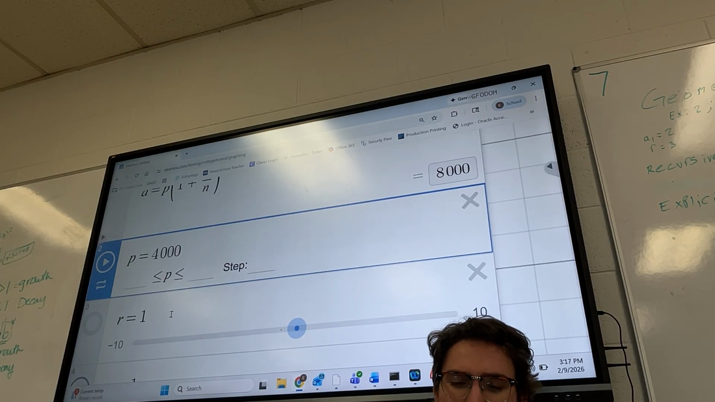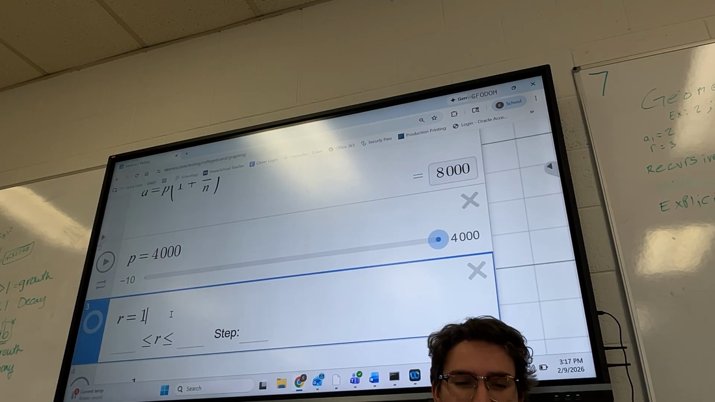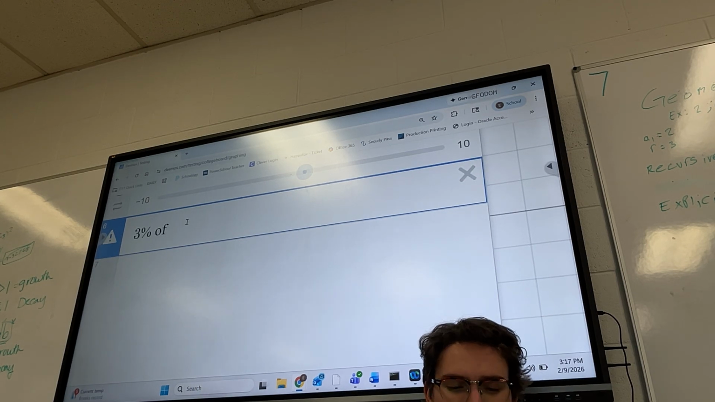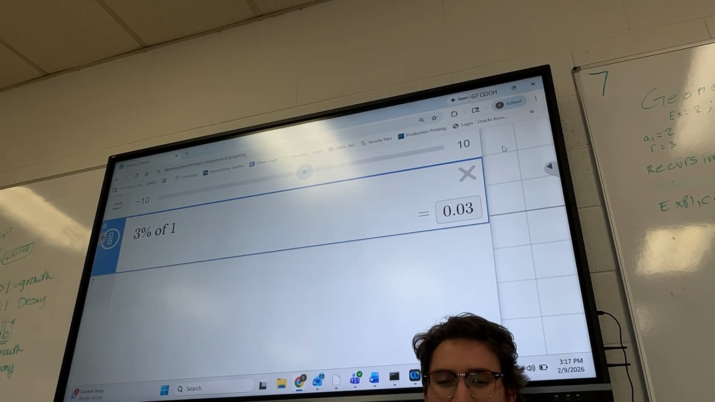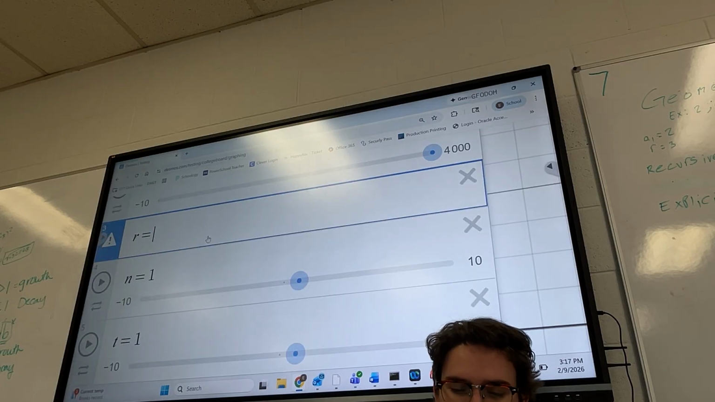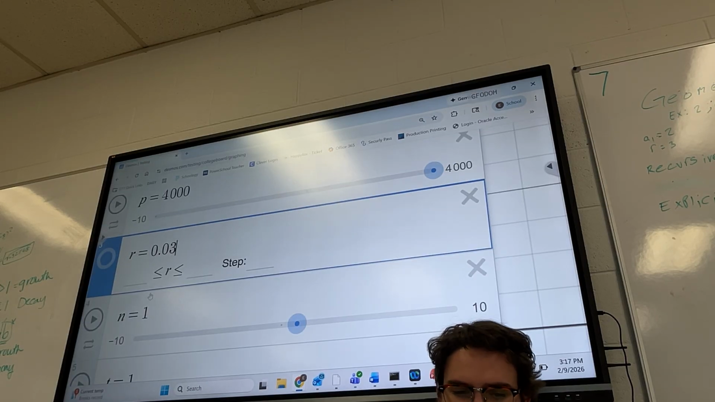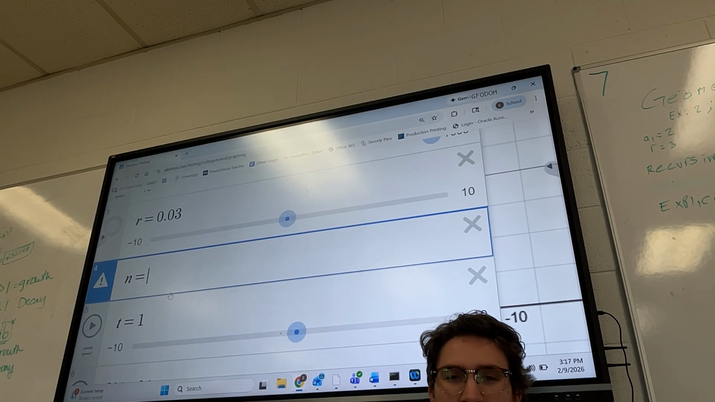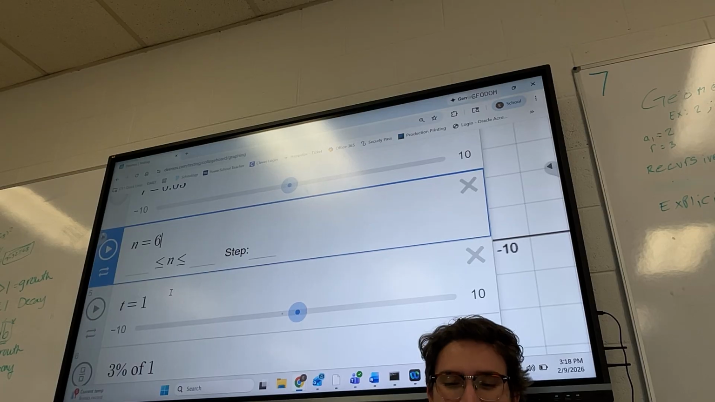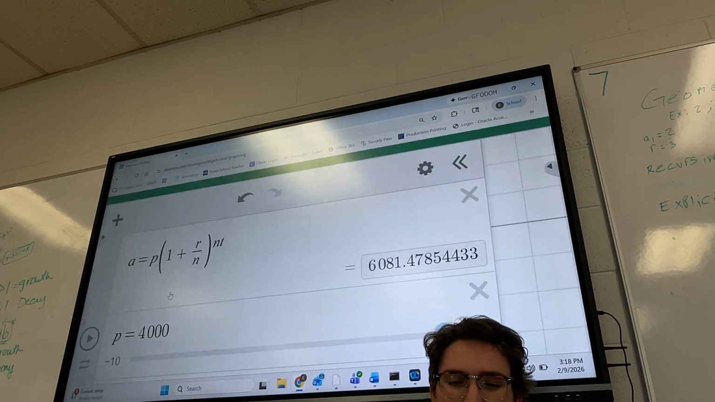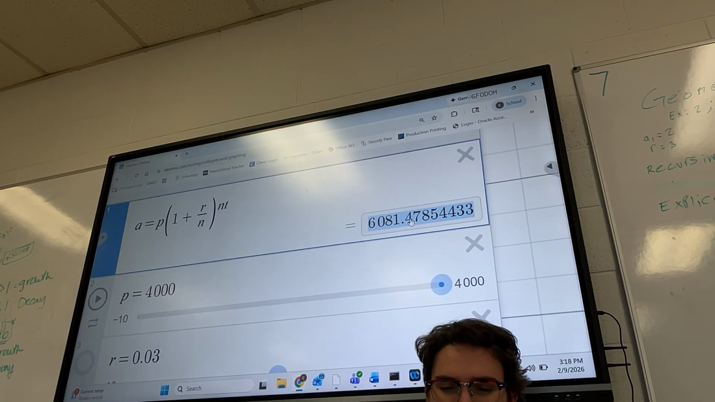It says our annual interest is 3%. If you're ever curious about how to write the percent, if you do 3 and then the percent symbol, we'll say 3% of. If you put of 1, it tells you the decimal. So we are going to use 0.03. It says our interest periods, that is how many times it is compounded annually. That is 6. And then the number of years, which will be 14. After you put all those numbers in, it gives us 6,081.